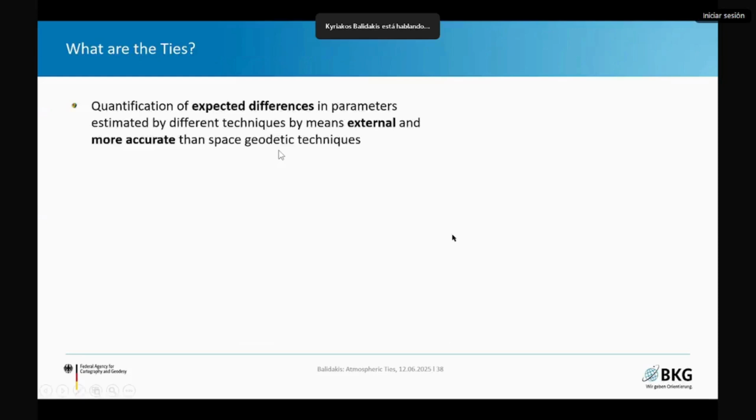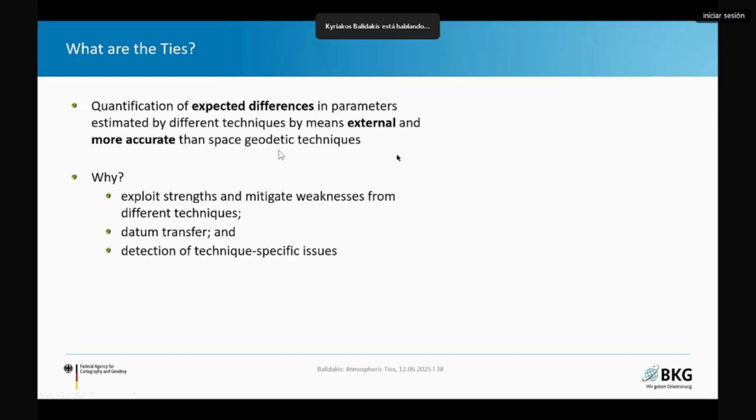What are these ties now? The definition, let's say, how I understand ties, is that they are the expected differences in the parameters that we mentioned. They need to be external, and they need to be more accurate than what we can get from the space-geodetic techniques. Why do we need them? Because they facilitate the combination of the techniques, and that way we can exploit the strengths and mitigate the weaknesses of the different techniques.